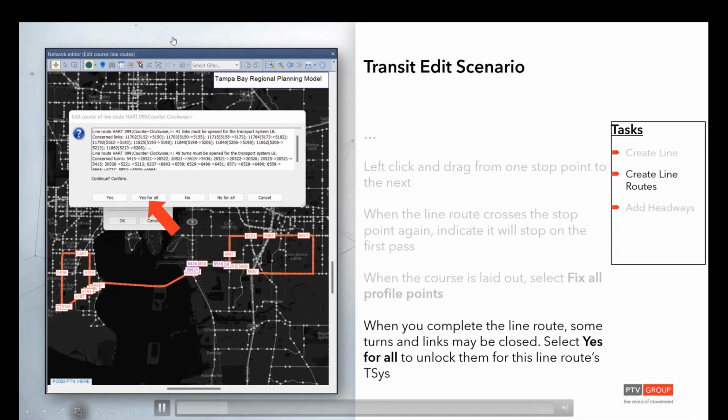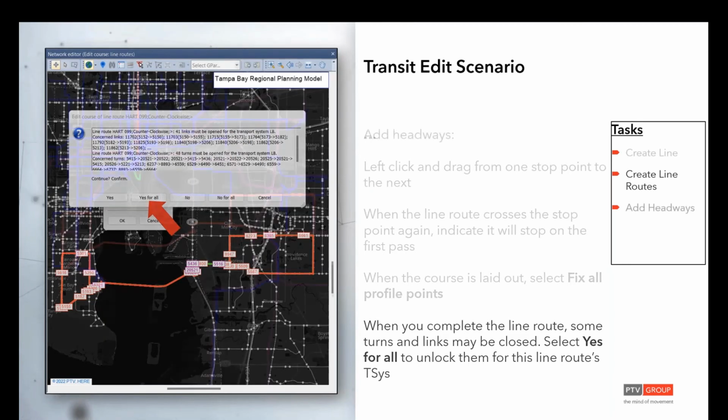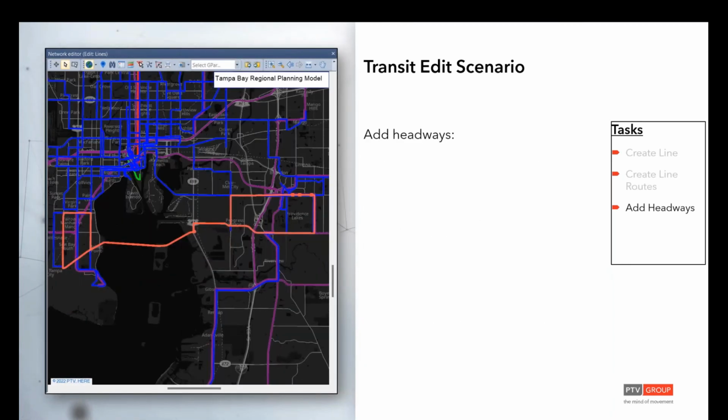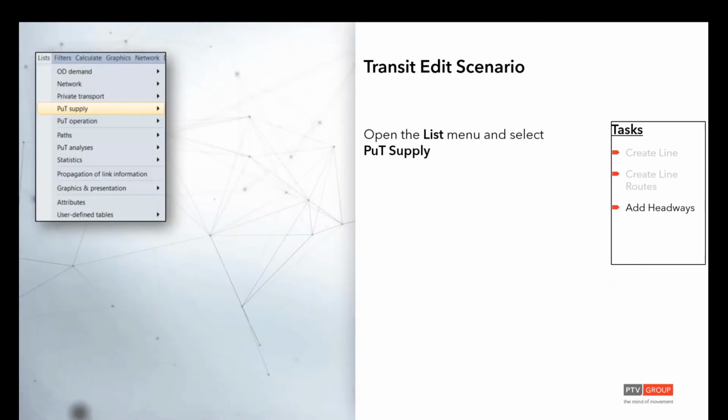You want to make sure that you turn on all links and turns for the transportation system that is assigned to that line route. And now the next step, after we created the line route through the network, in this case a counterclockwise loop, is to add in our headways. So what is the frequency at which the bus is going to be operating? And this is done on the background side at the line level.